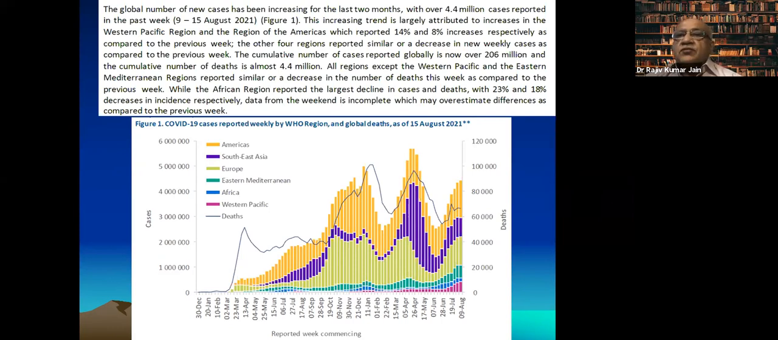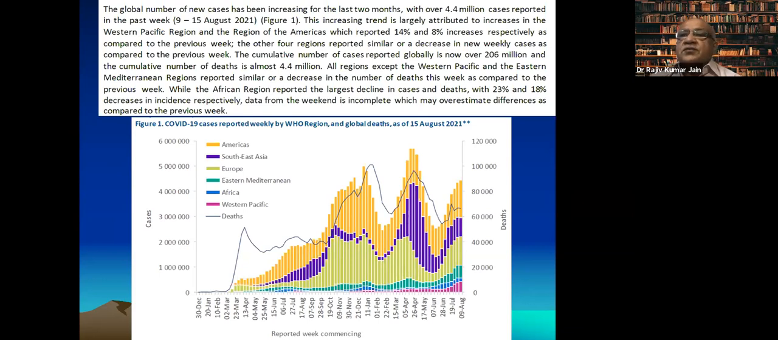The global number of new cases has been increasing for the last 2 months, with over 4.4 million reported in the past week. This increasing trend is largely attributed to increase in the Western Pacific region and the region of the Americas, which reported 14% and 8% increases respectively as compared to the previous week. The other 4 regions reported similar or a decrease in new weekly cases as compared to the previous week.